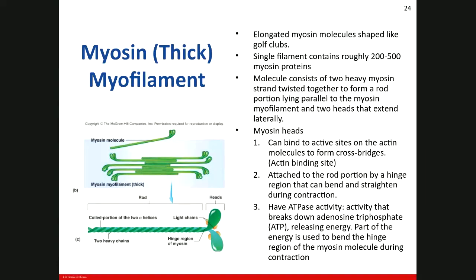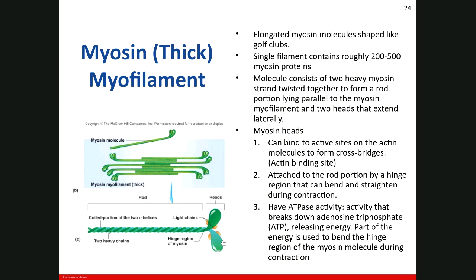Here you can see myosin or thick myofilament. The thick myofilament or myosin is very similar to a golf club. As you see here, it has head and it has tail. These two golf clubs are twisted around each other and they make one myosin molecule. The myosin molecule has two heads and two tails. Between head and tail, we have hinge joint, and this joint is very important at the time of contraction.